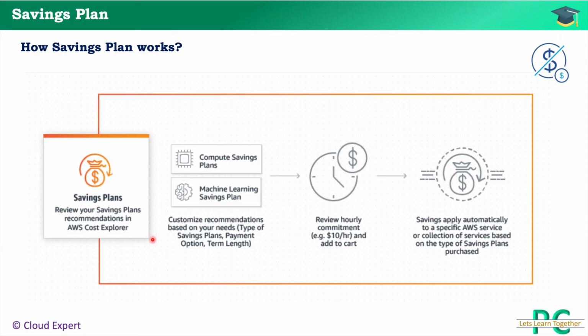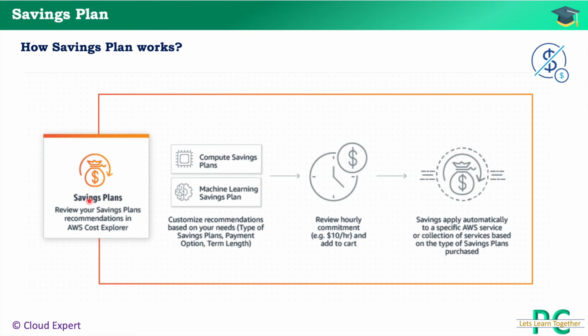Now let's review how Savings Plans work. First, you have to review your usage history. For that, you will go to AWS Cost Explorer. Based on your previous usage, AWS Cost Explorer will give you recommendations on which Savings Plan you should select and the amount you should commit. Because remember, once you commit, you cannot cancel.